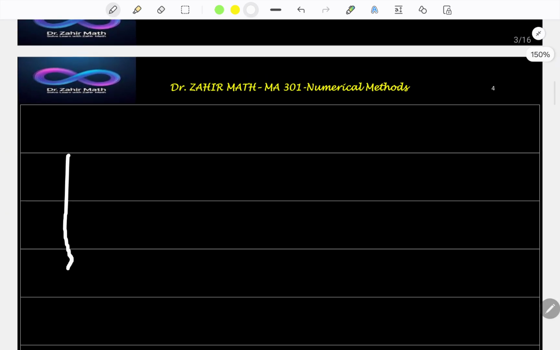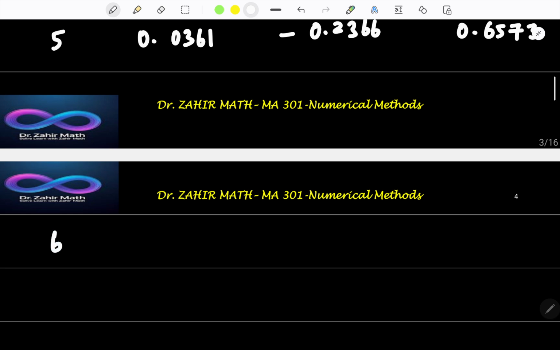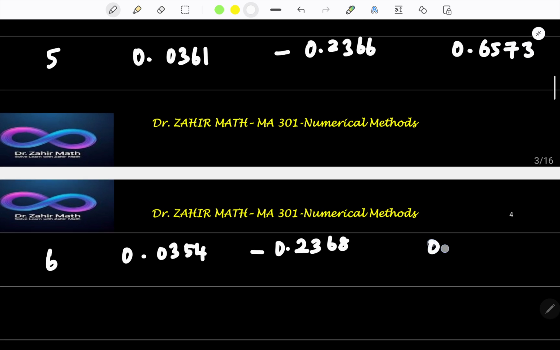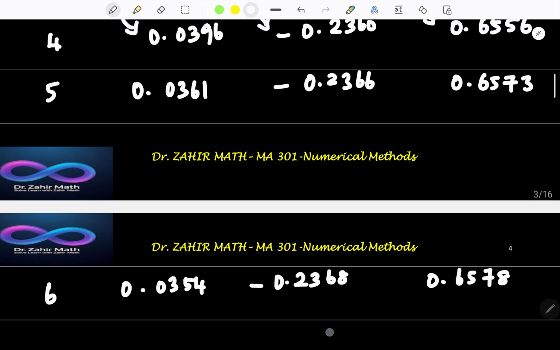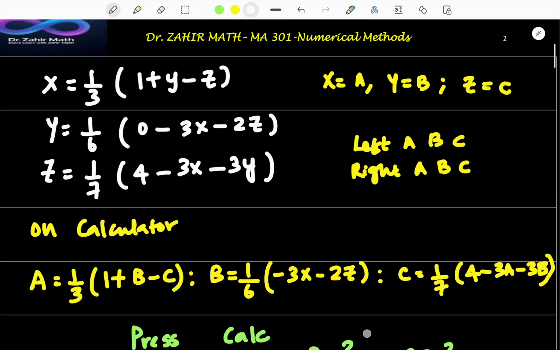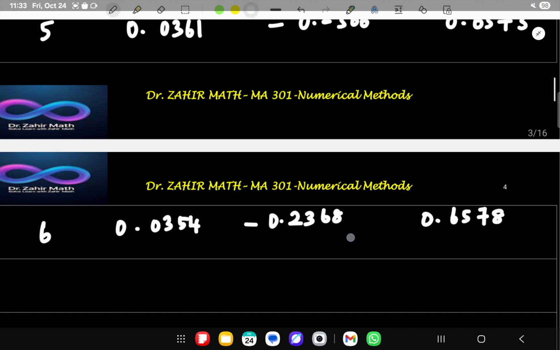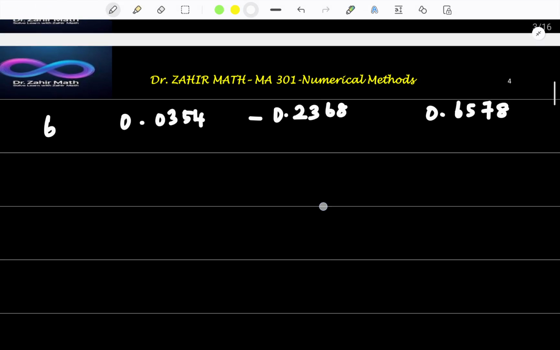Again press equal. Okay, sorry. What happened? Okay. Again press equal, right? It will ask the question B question mark, C question mark. So you're going to put this equal: 0.0354 and minus 0.2368 and 0.6578. Is it matching? Okay. When you're doing this, just look at your calculator answer also, which you got from the calculator before starting the question. 0.0351. Where are we now? We are near 0.0354.